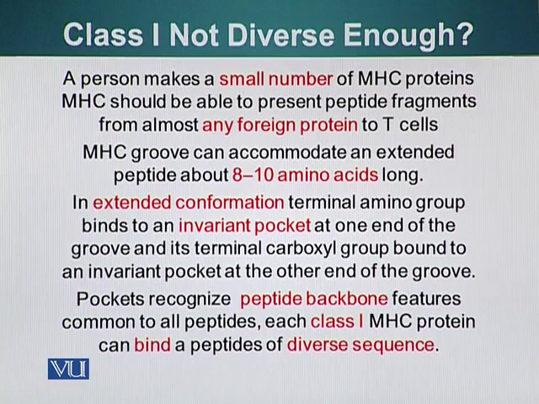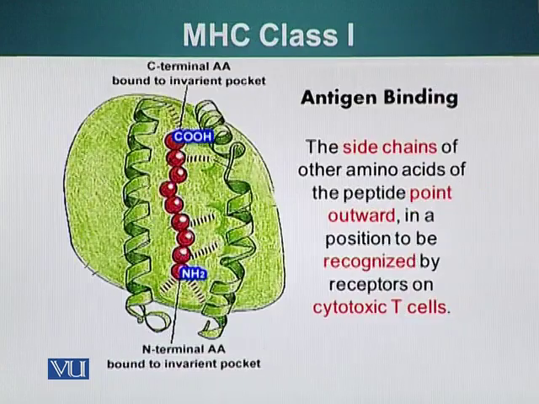That binds the invariant pocket at one end of the groove, where it is a carboxyl group, and the other invariant pocket of MHC class 1 molecules binds the amino group at the other end. So, as I've mentioned, these pockets recognize peptide backbone features common to all peptides. This is how MHC molecules are able to grab, bind, and display peptide fragments which can be very, very diverse.